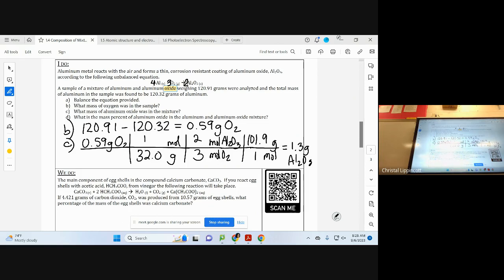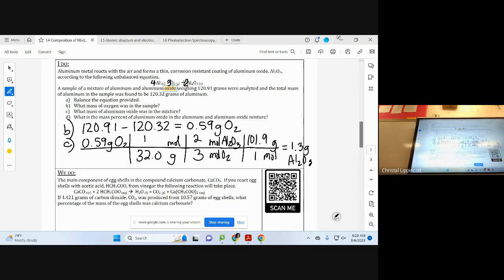You said that two of the aluminum is like 54, for the oxygen is 48. Would that be 102 instead of 101? Yeah, I just found it. I'm just grabbing those values off the top of my head because I didn't look at a periodic table, but good.